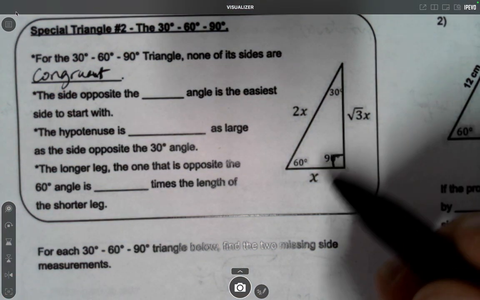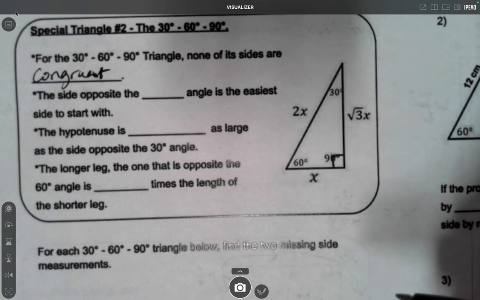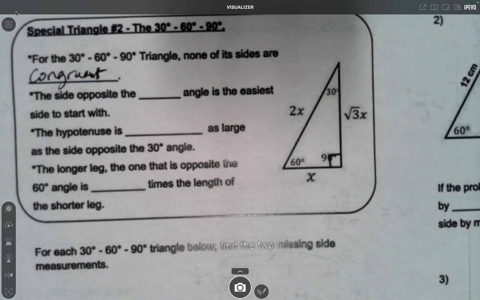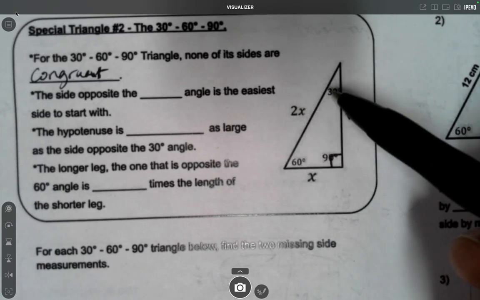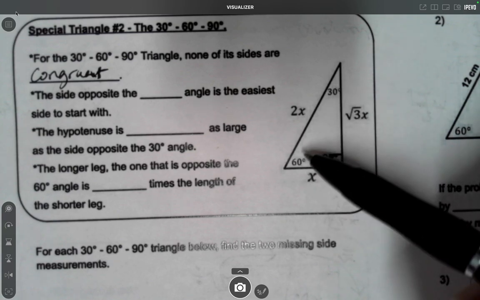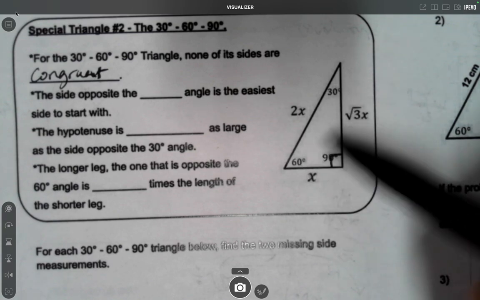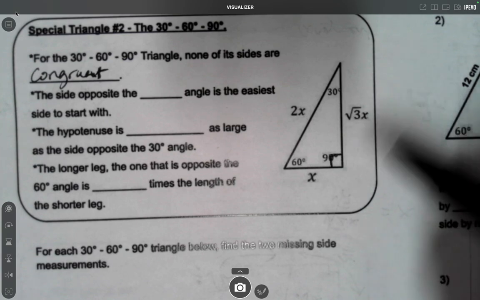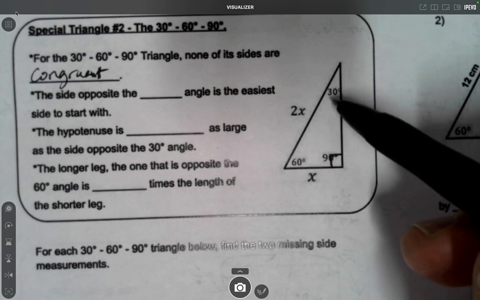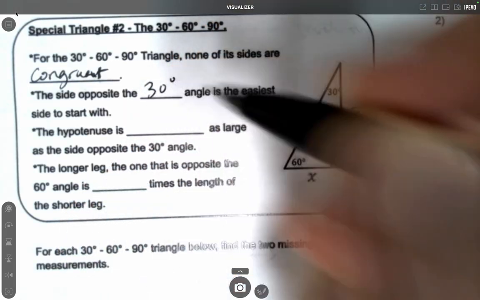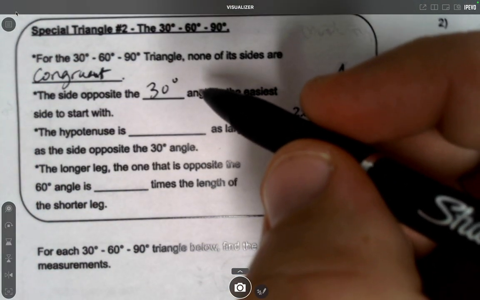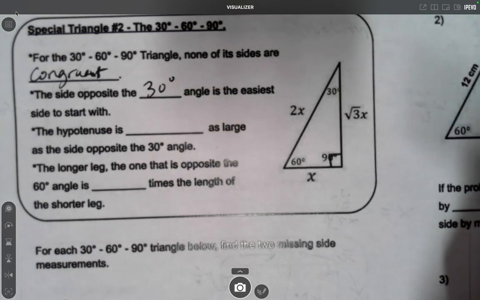So we have 3 different relationships here. We just had 2 different relationships with the 45, 45, 90 because it was a leg and a hypotenuse. But now we've got the hypotenuse, the side opposite the 30-degree angle, and the side opposite the 60-degree angle. The side opposite the 30-degree angle, because you can see it's the x, is the easiest to start with. So if they don't give that one to you, that is the one we'll try to find first.